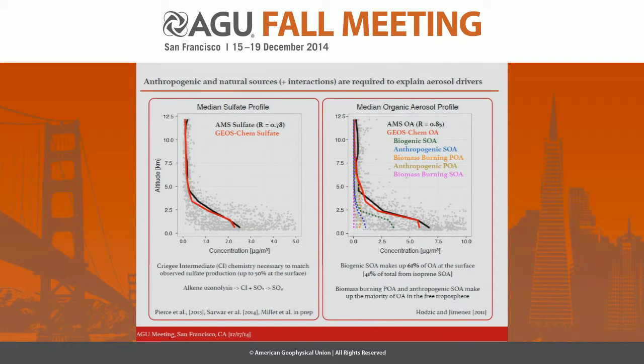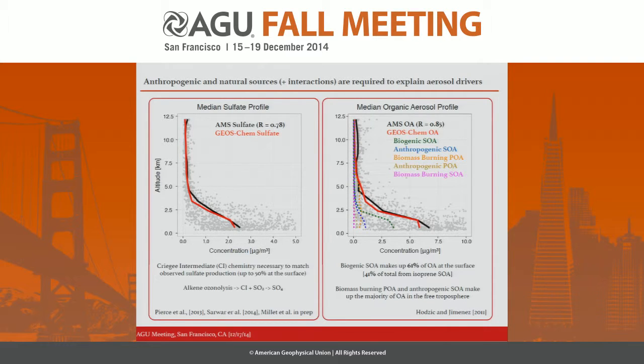But the most interesting thing about sulfate on the left is that with our conventional understanding of sulfate oxidation, from gas phase oxidation by the hydroxyl radical or aqueous phase oxidation by hydrogen peroxide or ozone, we were not able to explain the sulfate burden in the Southeast US. We had to include Criegee intermediate chemistry in order to, especially at the surface, capture the observations in the data.